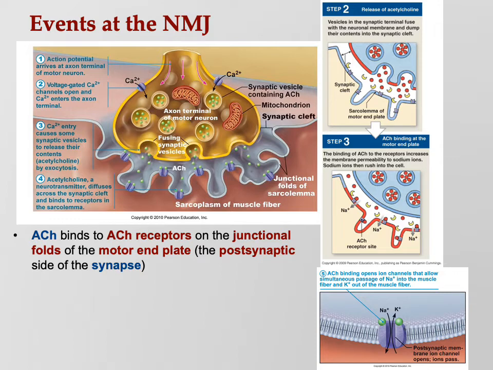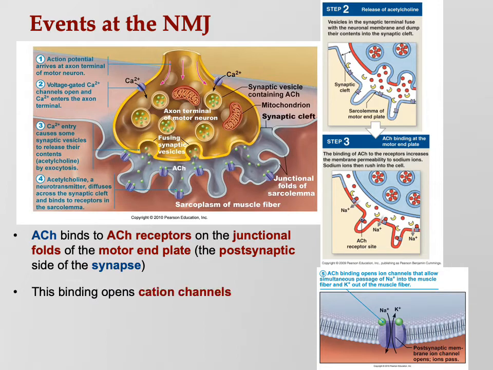I'll try not to do that because you've already got a lot of abbreviations. But I would want you to know just basically that the motor end plate is where there are all those junctional folds, and that's where all the acetylcholine receptors are. And that's where the acetylcholine is going to bind. That's the word we use. The neurotransmitter binds to the receptor, and what does that do?